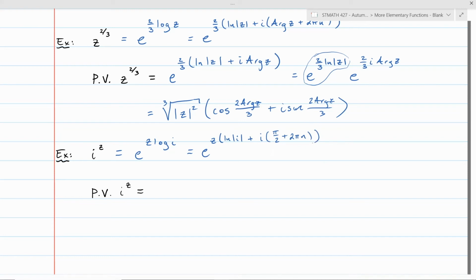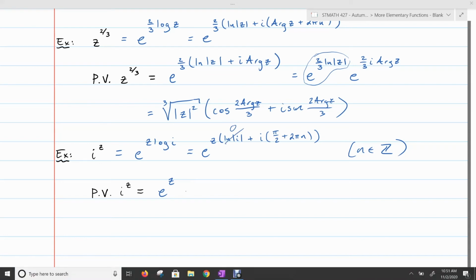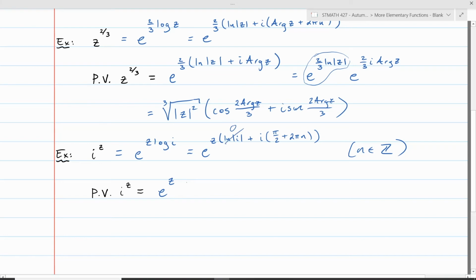And then if you substitute n equals 0 into the previous expression, which is for all integers n, then you would get the principal value of i to the z. So i to the z, principal value, would be e to the z times the log. Of course, natural log of the modulus of i, that's just 0, right? So you end up with e to the z, and then you've got just i times pi over 2. So e to the i pi over 2, and that's just e to the z times a constant, right? So no big deal. I mean, you can differentiate it, find values of it, all that good stuff. So this is a pretty simple function.